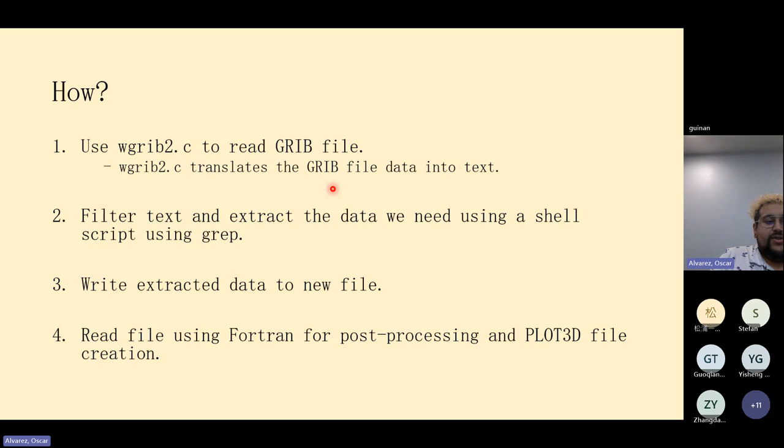We need to filter that text and extract the data. I use a shell script that uses grep, which is a way to filter text, and then write that data to a new file, read that file using Fortran, and post-process that text file with all the data and generate a Plot3D file.